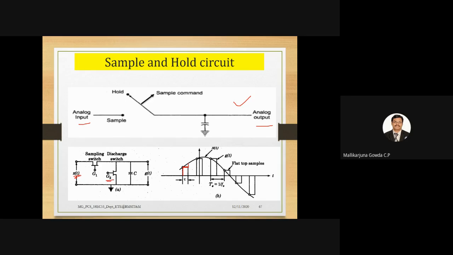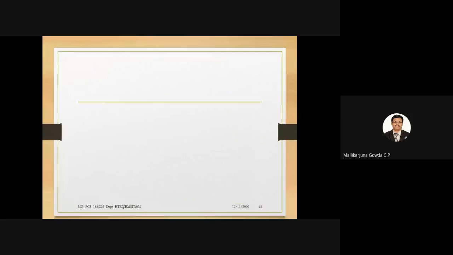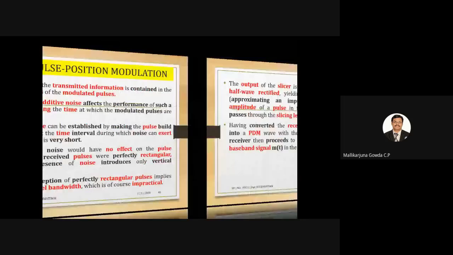And I think you will be able to get this signal. This is my analog input signal X of t, right? And this is my rectangular pulses, G of t is the pulse, right? And this is my flat top of samples. So this is what the sample and hold circuit is. I get a PAM signal at the output of the sample and hold circuit. That is the first stage. To get the PAM signal, we use the sample and hold circuit.